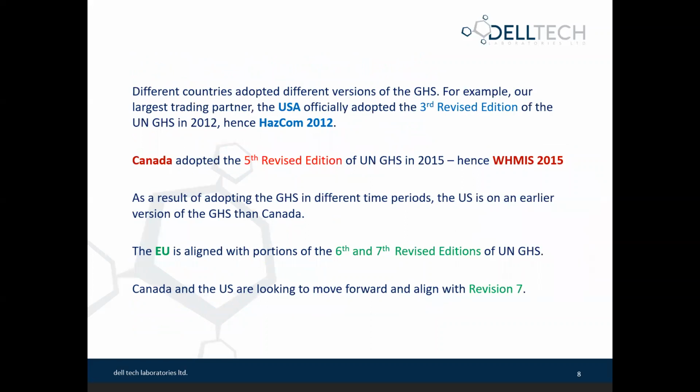Canada officially adopted GHS in 2015, and our system is called WHMIS 2015. WHMIS stands for Workplace Hazardous Materials Information System. Canada is currently using revision 5. Now, the US adopted GHS earlier on in 2012, and their system is called HAZCOM 2012, or Hazard Communication. They are using an earlier revision of GHS, revision 3. The EU, for example, is currently using a mix of revisions 6 and 7.